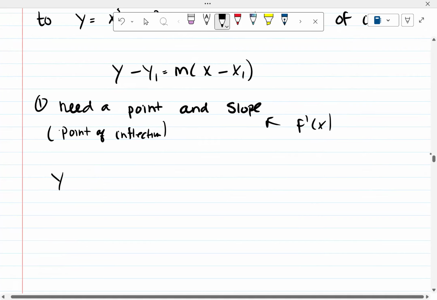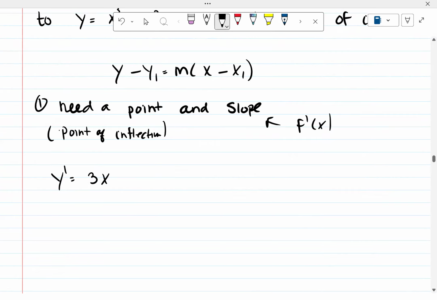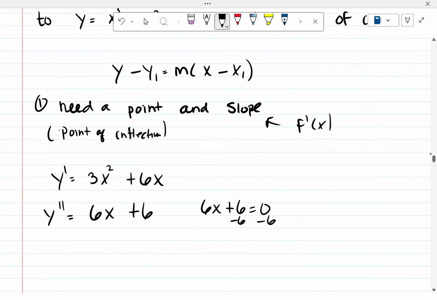So y is x cubed plus 3x squared plus 2. So y prime is going to be 3x squared plus 6x. And then y double prime is going to be 6x plus 6. Okay, and then you set that to 0 and go ahead and solve for x. So just subtract 6, divide this by 6, and we get x equals -1.